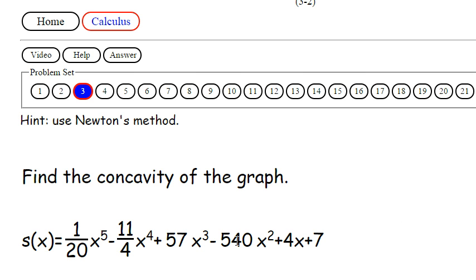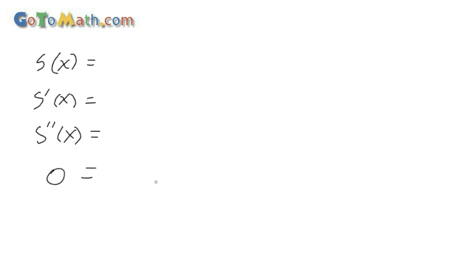And when I say use Newton's method, here, we'll just go over to the whiteboard if I can find it. So we have S of X. I'm not going to write it out. And then you'll want to find S prime of X, right? And then S double prime of X. And then of course we set S double prime of X to 0 and find all the solutions, okay?